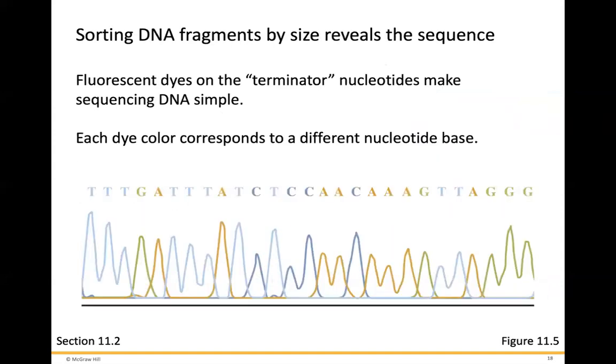Now, sorting the DNA fragments by size reveals the sequence. Fluorescent dyes on the terminator nucleotide make sequencing DNA simple. Each dye color represents a different nucleotide base, and depending on the color that's being picked up by the laser, that indicates whether it's a T, a G, an A, or a C within the sequence.